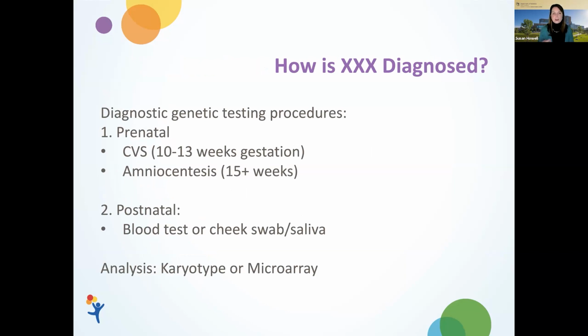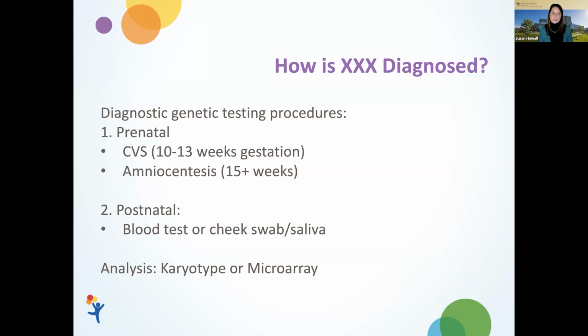Prenatally, there are two options for diagnostic genetic testing. One is chorionic villus sampling, where a sample of the placenta is analyzed. It's a procedure performed around 10 to 13 weeks of gestation. The second procedure prenatally is an amniocentesis, where they withdraw some fluid from around the developing baby. This is a procedure that can be done at 15 weeks or later in pregnancy.